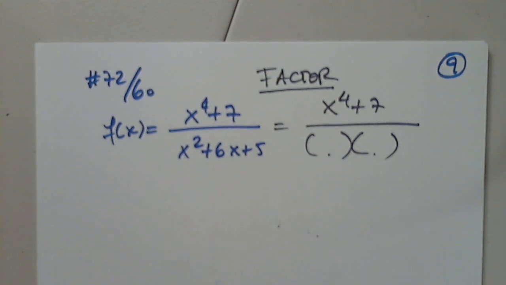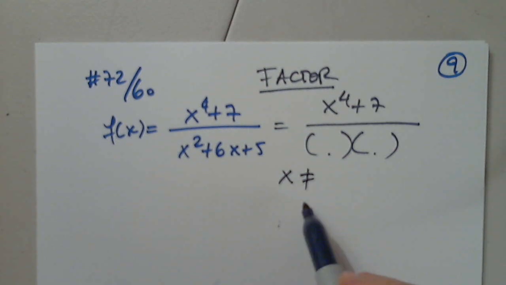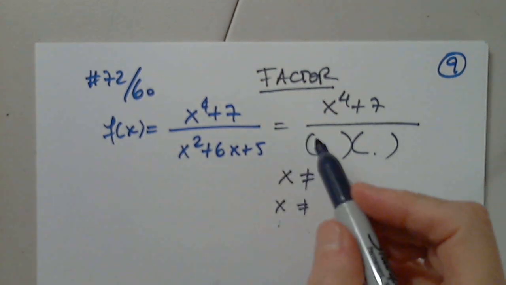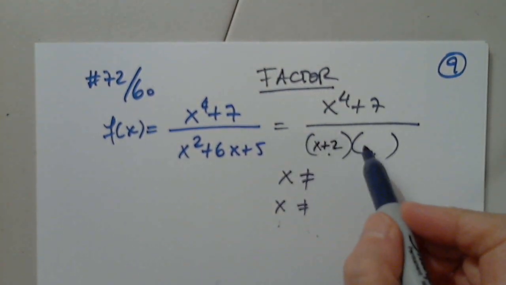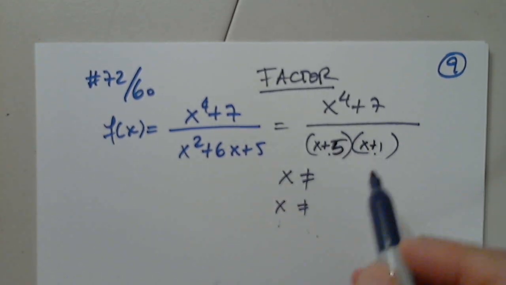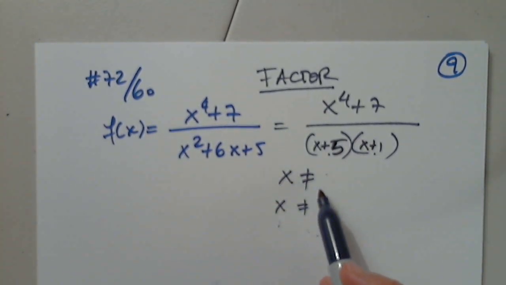Can anyone give us now the factored form? x plus 5 and x plus 1. Very good. And the two values?